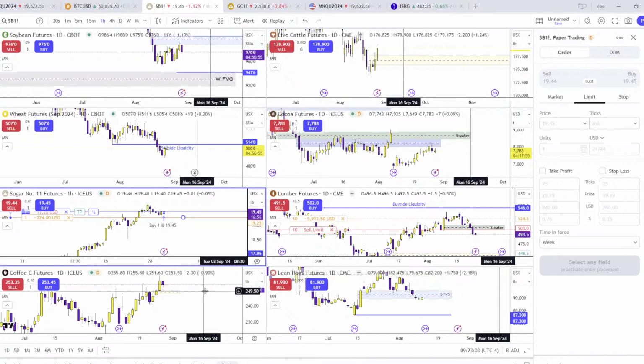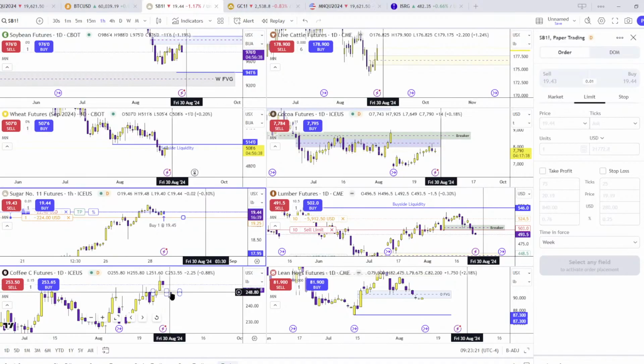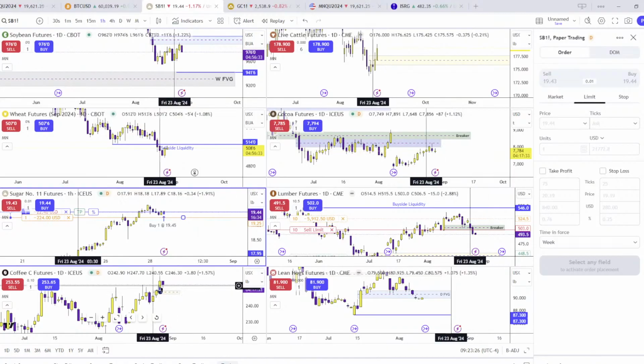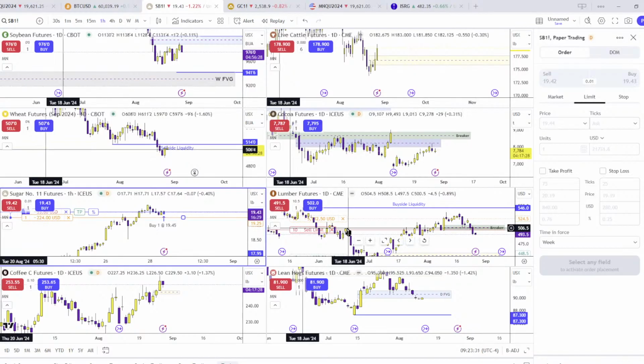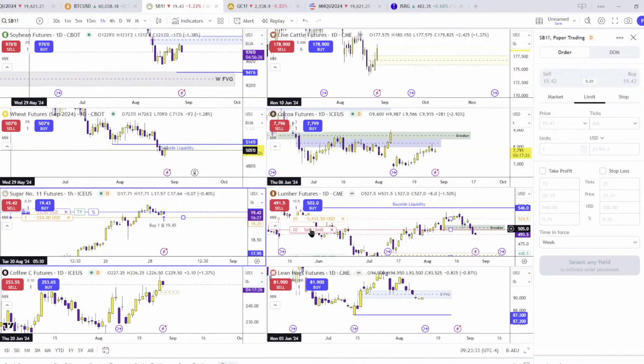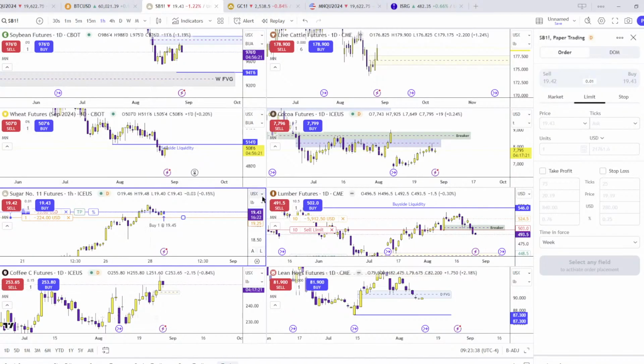Coffee. I want to see that come back into that fair value gap here. Get some support off this and go higher. So keep your eye on that level today. See if you get a response off of that.